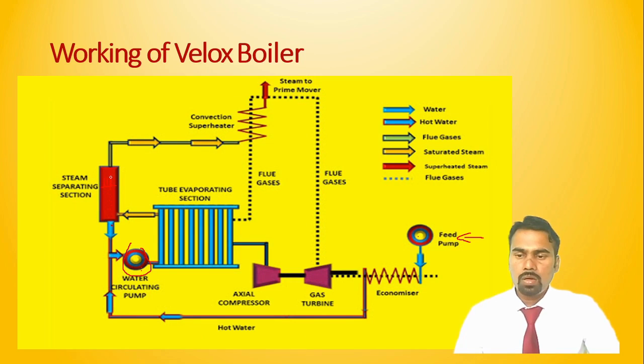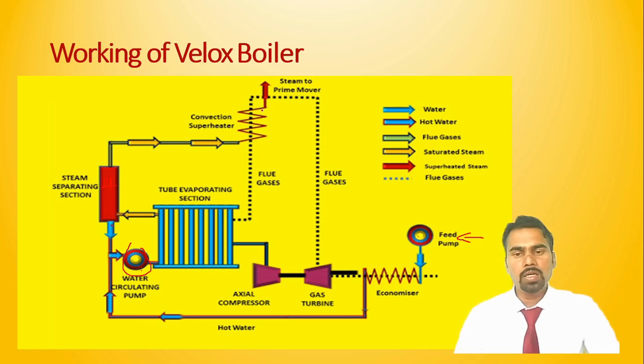And what happens to this steam? We send this saturated steam through these pipes inside the superheater. The superheater is located in the path of flue gases. So exchange of heat takes place between the superheating coil, or we can say saturated steam, and the flue gases.